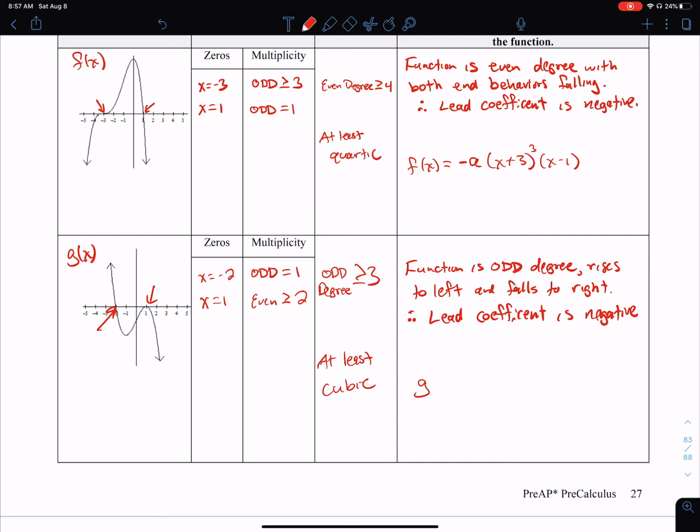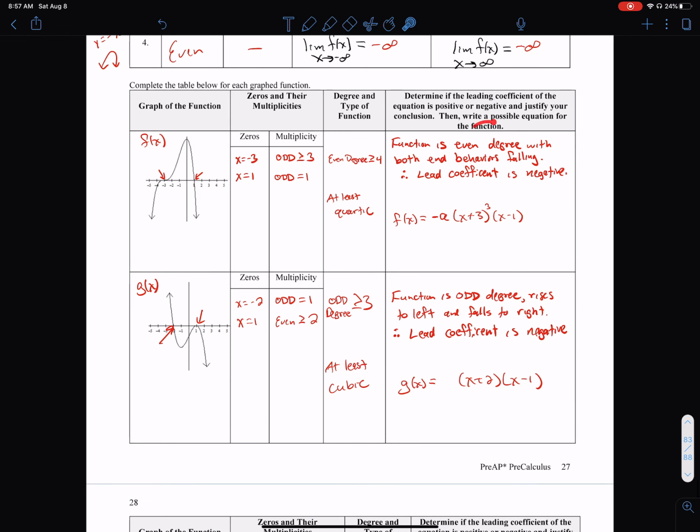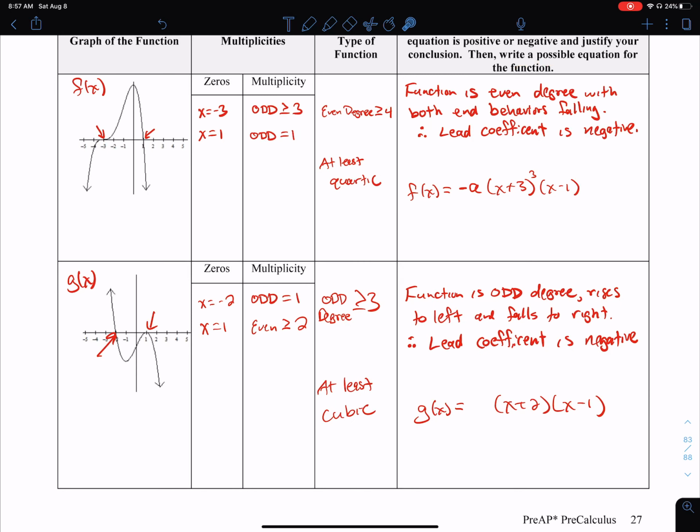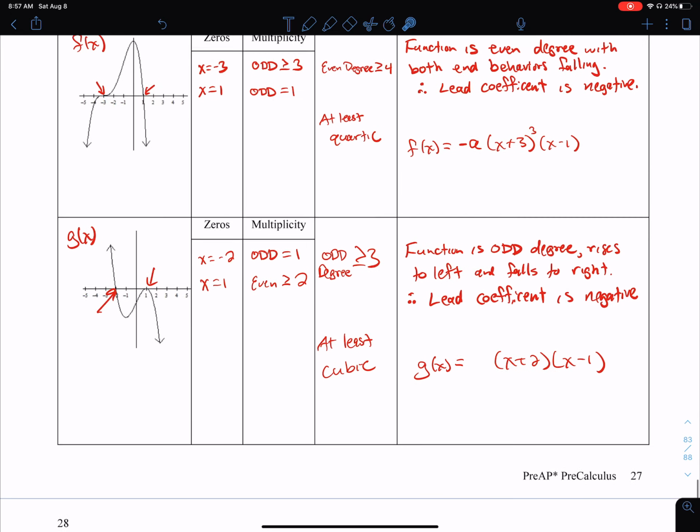A function for this, g of x, using the factor theorem, we have factors of x plus 2 and x minus 1. You know, I don't think I emphasized on this previous one, this x plus 3, I said it was to the third. I don't actually know it's to the third. The directions here say write a possible equation. I know this is an odd degree, and I know it's at least 3. This could be a 5 or a 7 or a 9. I don't know. When we write our answers, let's write the smallest number that it could be here. I apologize for not emphasizing that on the previous problem.